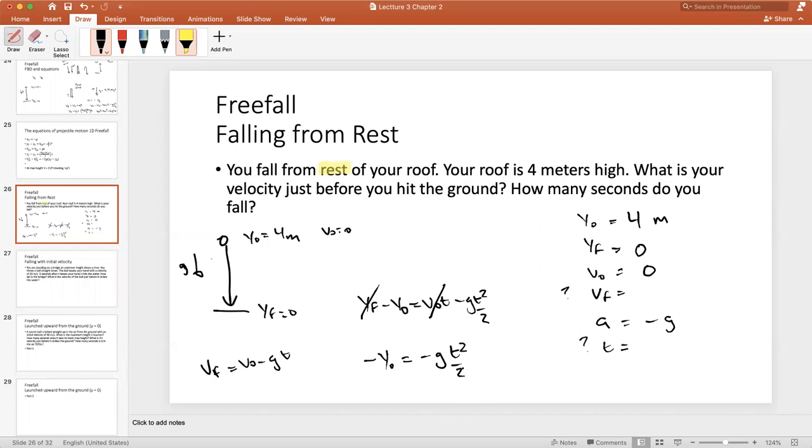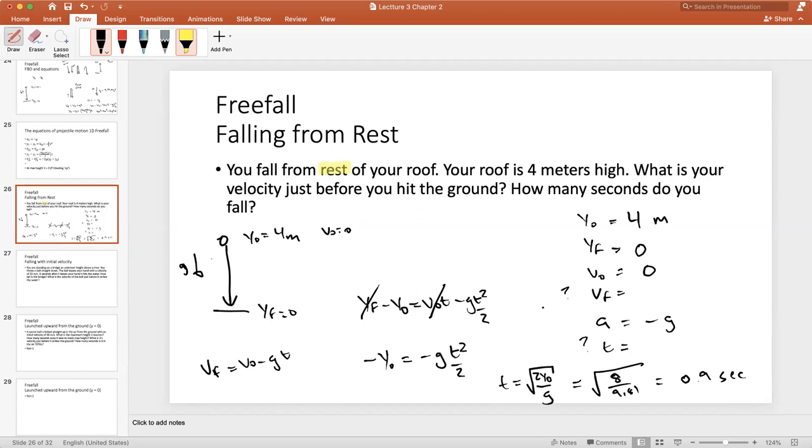We can solve this for t. t is the square root of 2 y naught over g. The negative signs cancel. If I multiply both sides by 2 and divide both sides by negative g, and then I take the square root. So this is the square root of 2 times 4, which is 8, over 9.81. And that answer is, how long do you think it takes to fall off your roof? 0.9 seconds.